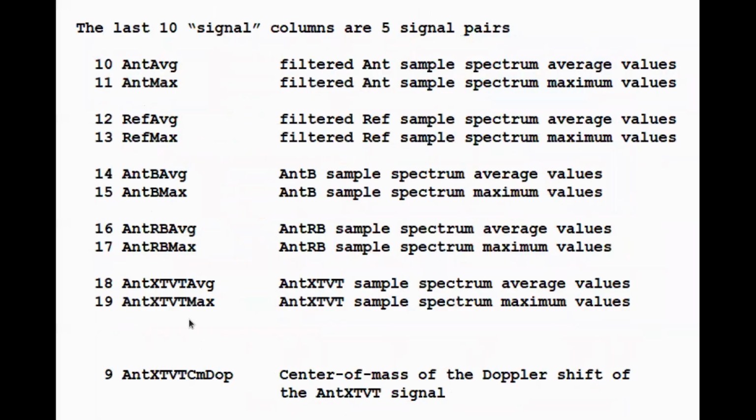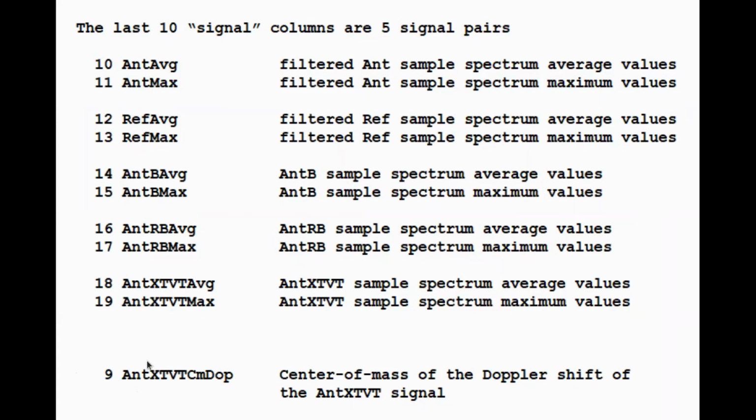Here's all those columns again. There are 2 of them for antenna, 2 of them for reference, 2 of them for ant B, 2 of them for ant RB, and 2 of them for ant XTVT. We did all these calculations. It's time to save them into a file. Not just all that coordinate stuff, but the signal stuff as well. You get 1 value per sample, so we're condensing the data, but you get an average and a maximum to study. I said there were 20 columns.